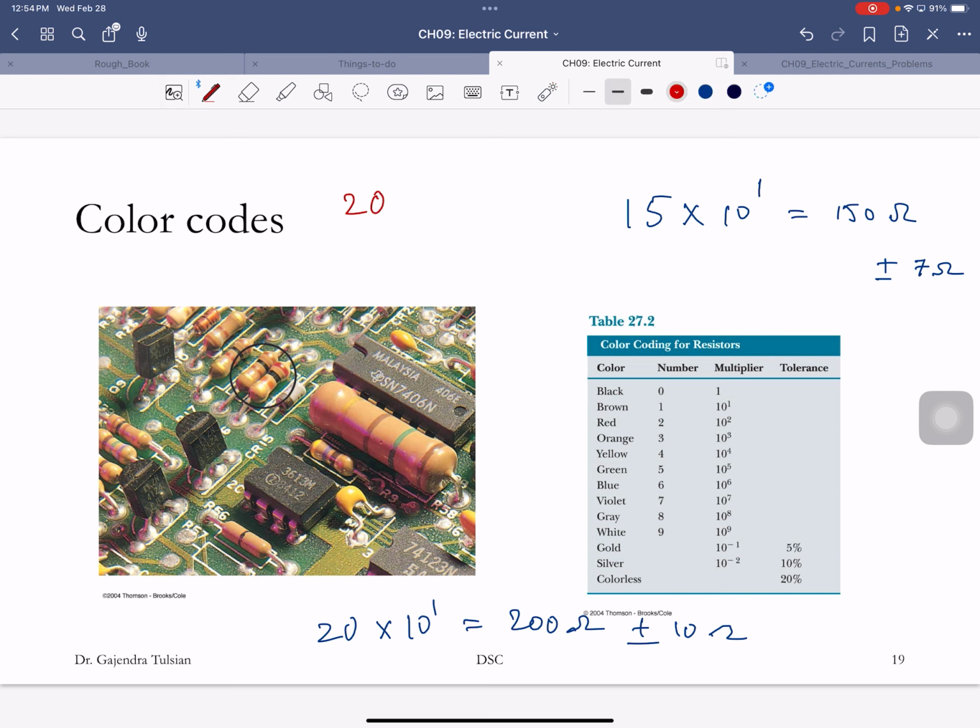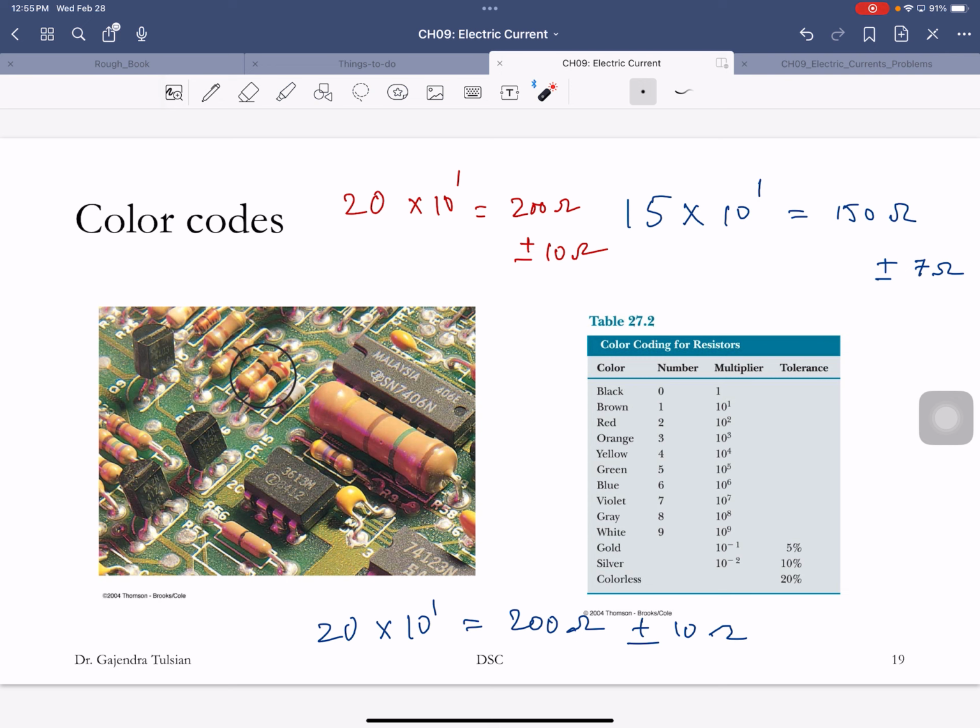Okay. And the third band is brown, which is 1. That third band tells you the power of 10 you multiply it with. So this is 200 ohms. And the last band, which is either gold, silver, or colorless, tells you the accuracy of this value. Gold is 5%. 5% of that is 10 ohms, so plus or minus 10 ohms. That's what those colored bands are telling you. They're telling you the value of the resistor and the error.